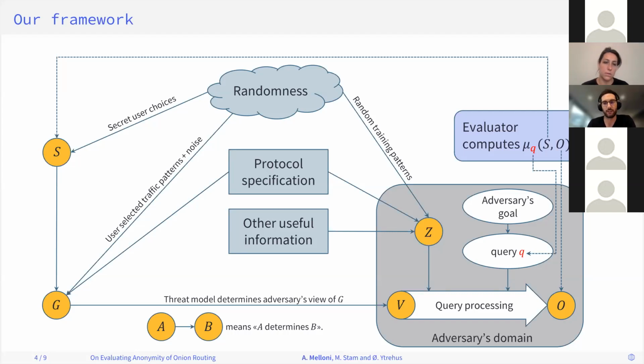The goal of the adversary is captured by the query Q. The information contained in V is then processed according to Q and Z to obtain an output random variable O. The evaluator can then compute an anonymity metric depending on Q, taking as input S and O.